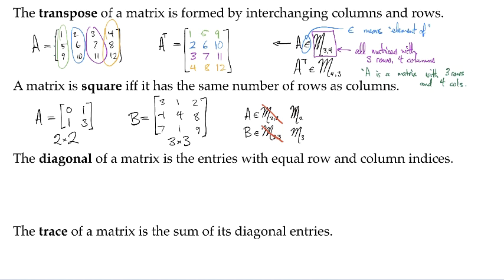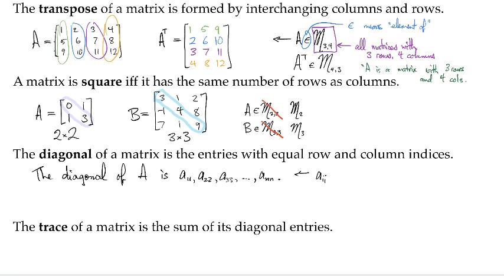Okay. The diagonal of a matrix is the entries with equal row and column indices. That means for the matrix A, the diagonal of A is a_11, a_22, a_33, etc., depending on how big A is, maybe it's an n by n matrix. In other words, we're looking at all of the a_ii entries. Those are the ones on the diagonal. And so going up to the previous example, the diagonal of A is this part right here, the 0 and 3, and the diagonal of B is this part right here, the 3, 4, 9. You only have a diagonal for a square matrix.